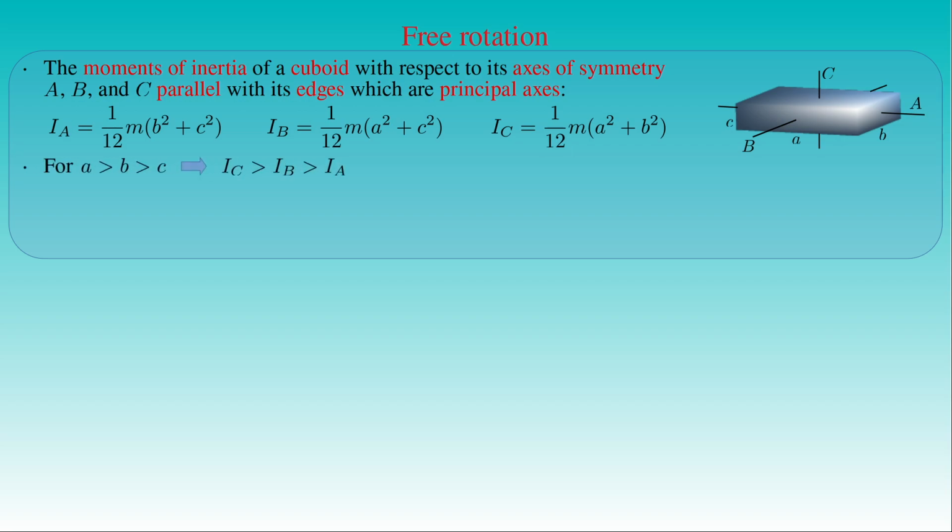These formulae show that if the length a is greater than the width b, and the width b is greater than the height c, then the moment of inertia Ic is greater than the moment of inertia Ib, and the latter is greater than the moment of inertia Ia.